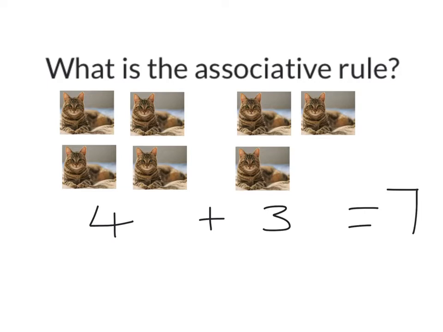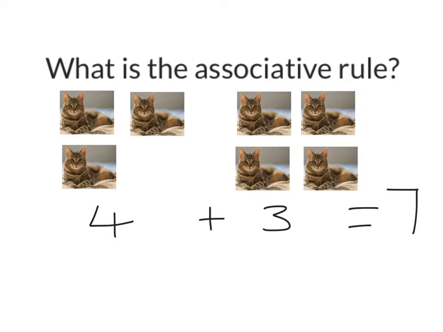The associative rule means that it doesn't matter which order I have my add-ins in, the sum will be the same. So if I change my cats so that there are 3 cats here, and there are 4 cats here, then my equation becomes 3 plus 4. I have moved my add-ins around, but the sum, what the equation equals, will still be the same.